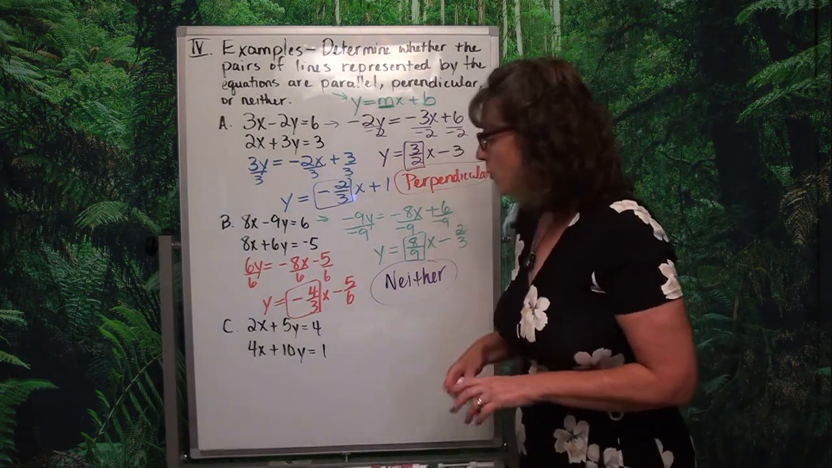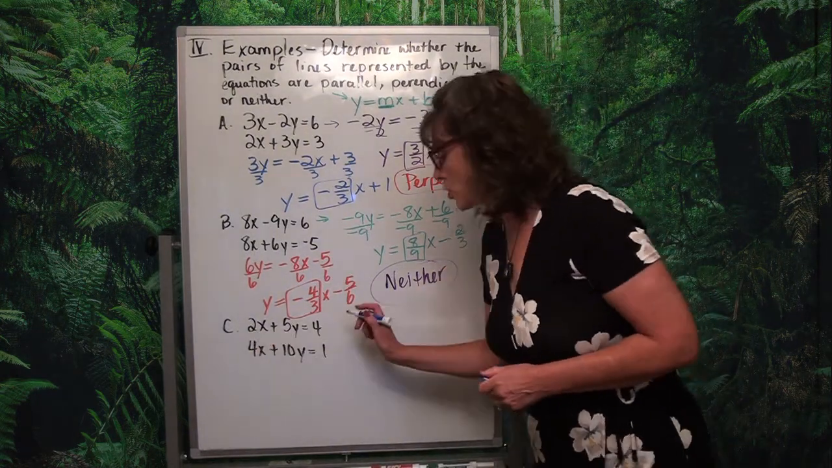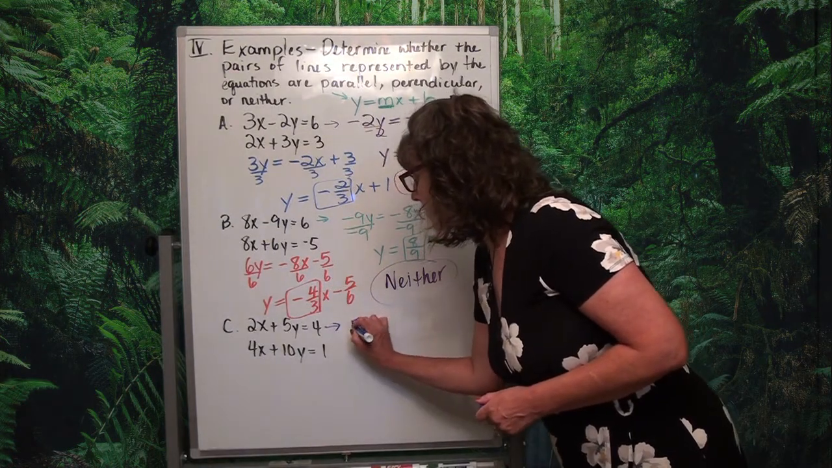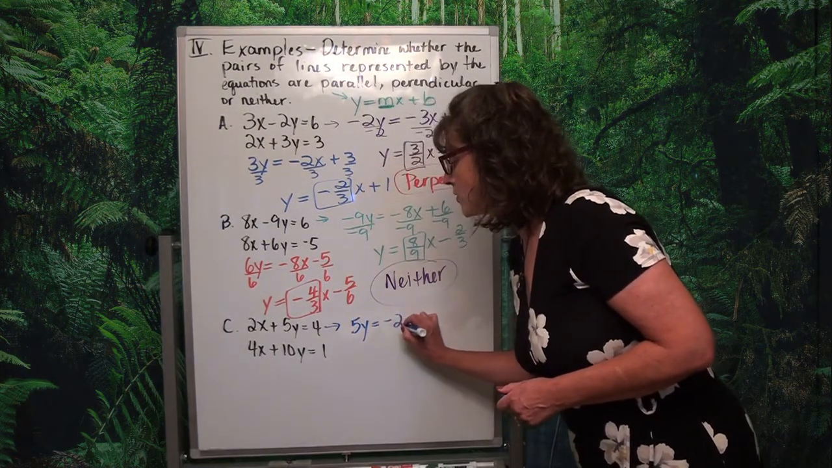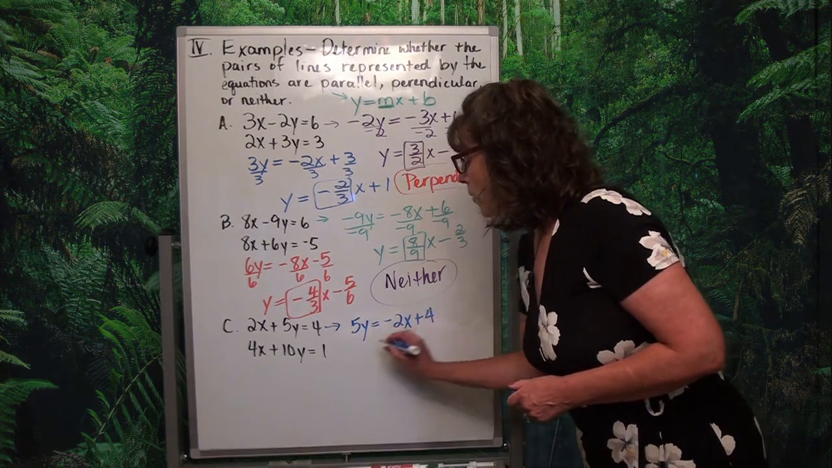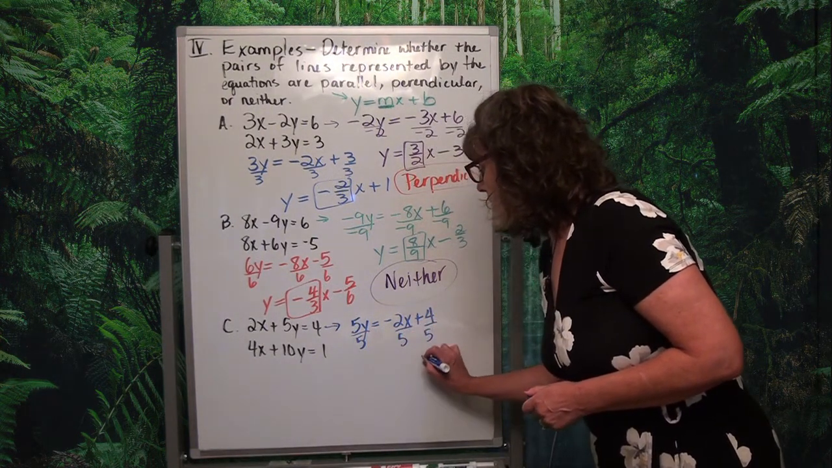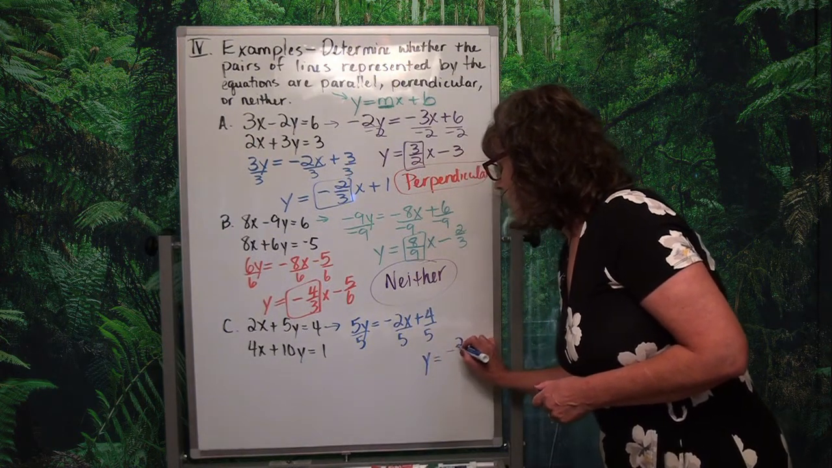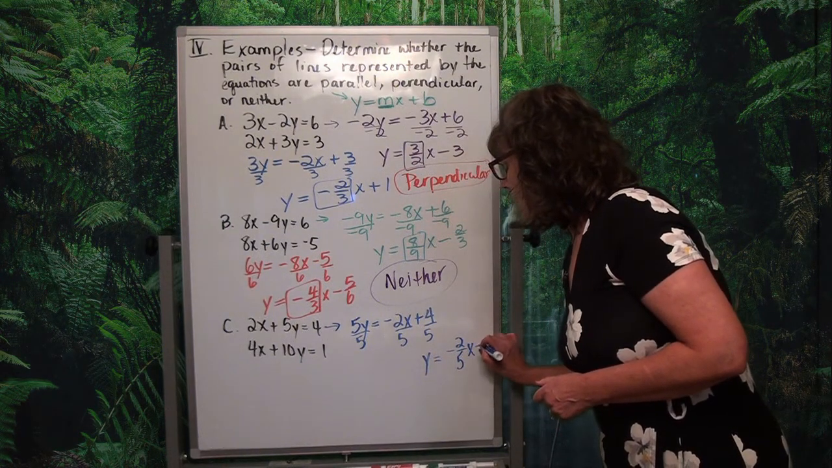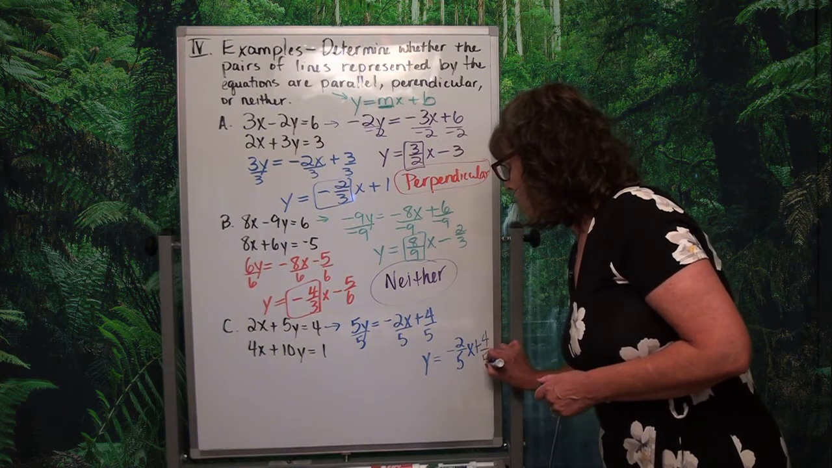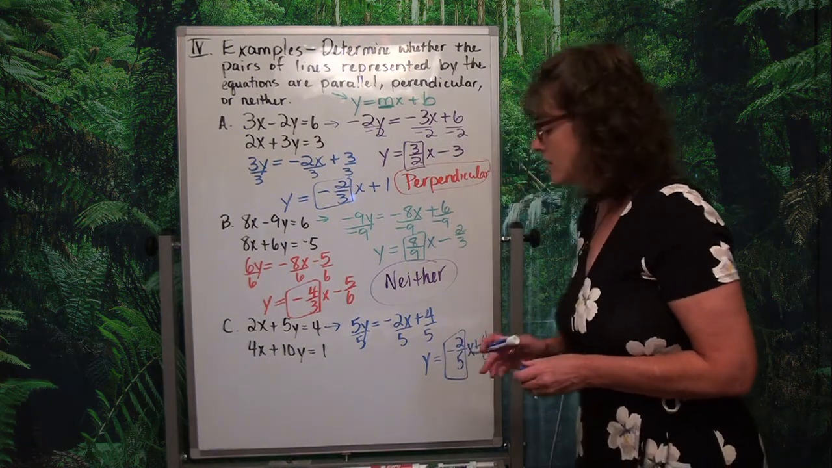So we're going to take this one and rearrange it. Once again, we're going to subtract that 2x off, giving me 5y equals negative 2x plus 4. We're going to divide every single term by 5. That will give me y equals negative 2/5 x plus 4/5. And the important part is sitting right here with that slope.